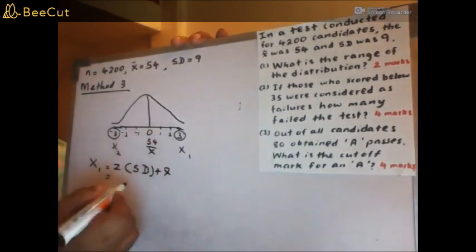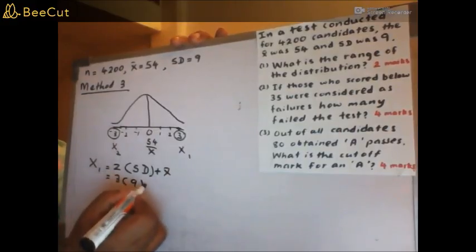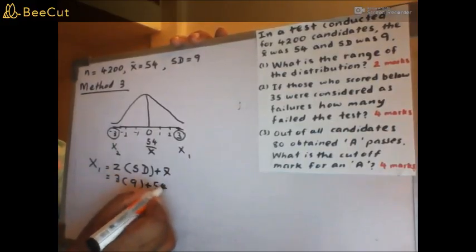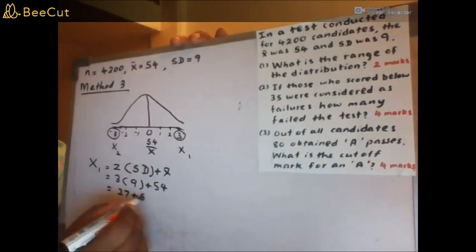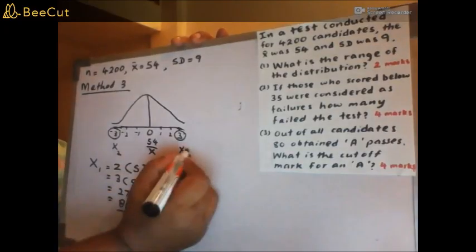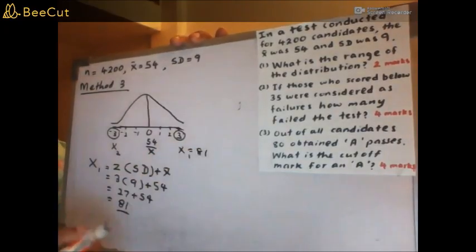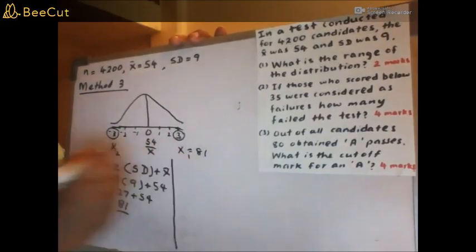Here z, x1: z is 3. 3 into 9 plus 54. Same, 27 plus 54. Here it is 81. That's the highest, right? 81. Now we'll find x2.